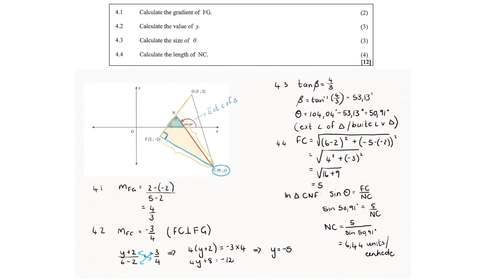This question counted 4 marks. You get 1 mark for the correct substitution into the distance formula, 1 mark for the length of FC, 1 mark for sine of 50.91 degrees equal to 5 over NC, and 1 mark for the final answer.